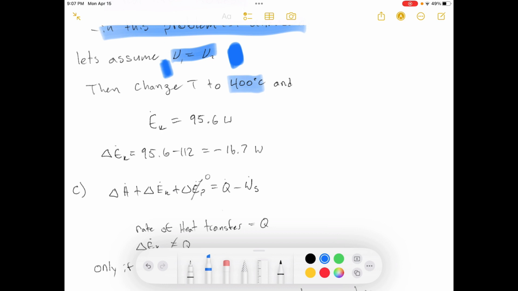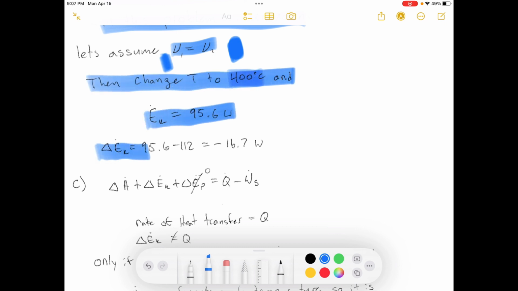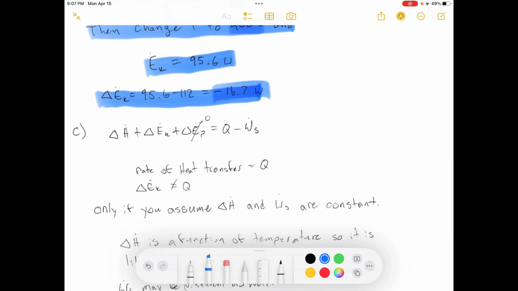So we do 400 minus 300, and the change is here. You get a negative change because it drops, like I explained. And then part C, why would it be incorrect to say that the rate of transfer of heat to the gas in part B must equal the rate of change in kinetic energy?